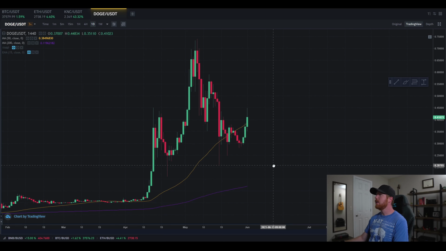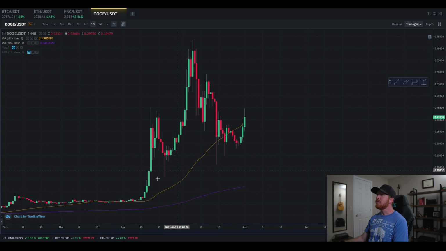Okay, so looking at the chart here, obviously you can see the 200-day moving average is a ways away, and that's because the price action moved up severely in a short amount of time. We all remember that, went from roughly 6 cents upwards to 45, back down to 25, then up to its all-time high of 74 cents.